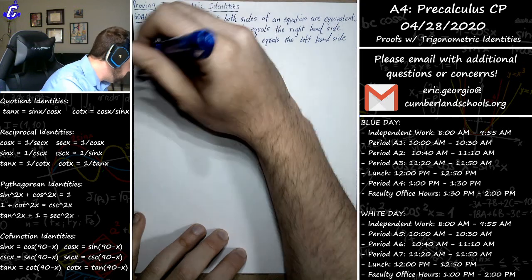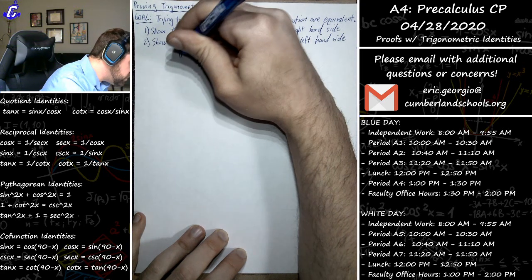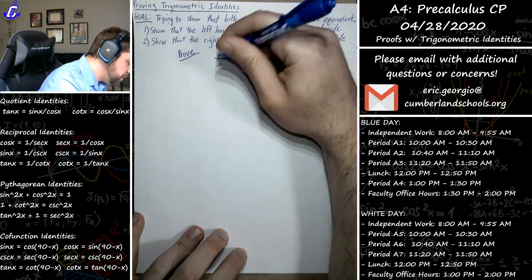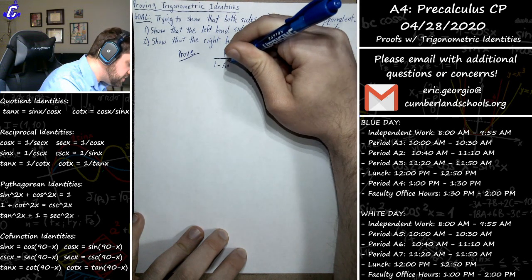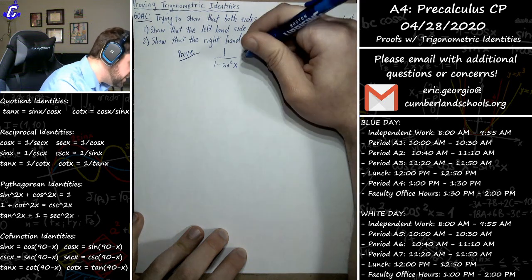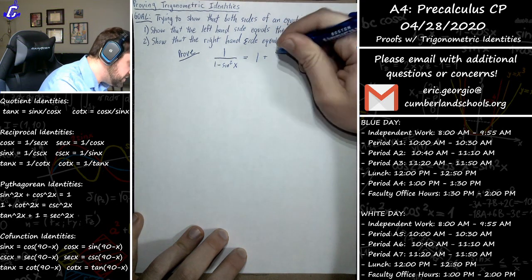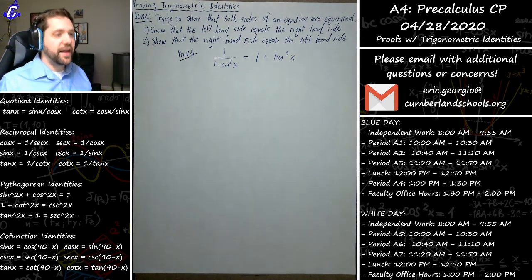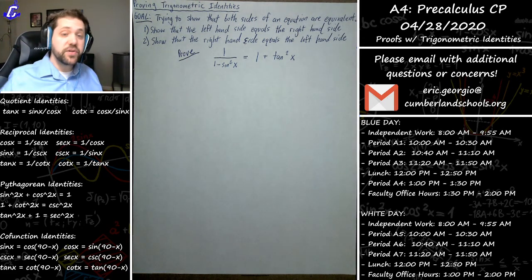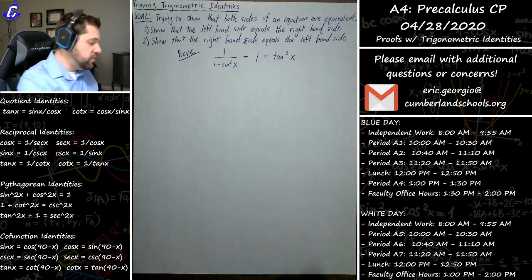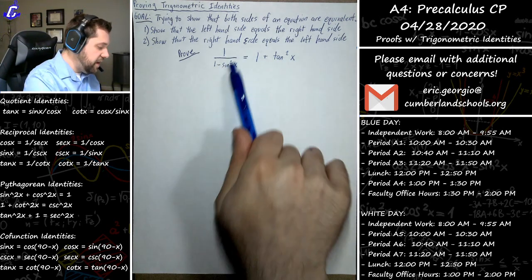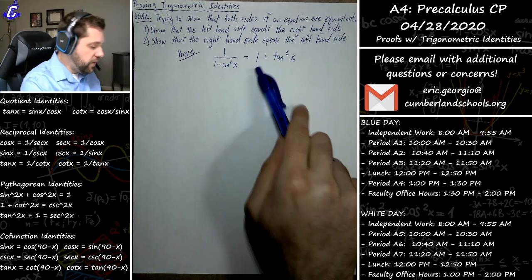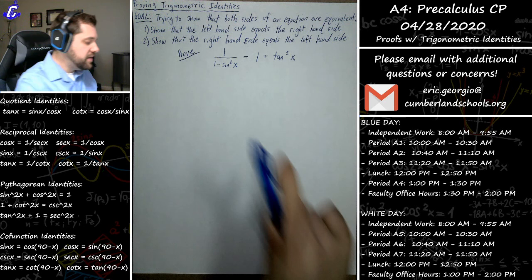All right, so just a quick example. What if I asked you to prove that 1 over 1 minus sine squared of x is the same as 1 plus tangent squared of x? Okay, I asked you to prove that that's true. Well, again, you can do this in one of two ways. You could show that the left-hand side simplifies out to be the right, or conversely, you could show that the right-hand side simplifies to equal the left.